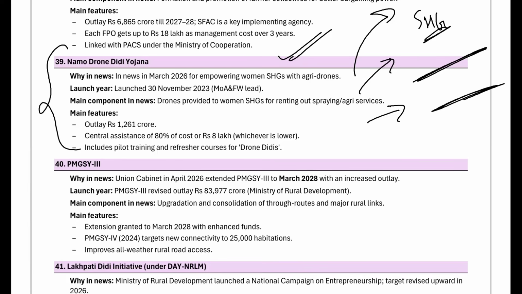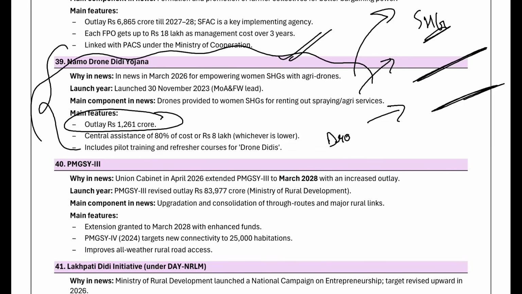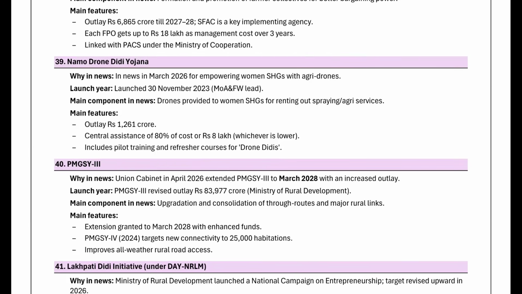Now the outlay, you should understand, is important only from the prelims point of view: it is 1,261 crore. Okay. Exam keyword: it is a women drone scheme. Drone Uber for farmers. You all understand Ola, Uber now. It is drone Uber for farmers. Is it clear? So the one liner you can have here is: it is women empowerment through technology. We are increasing women empowerment through technology, right? So this is all about the 39th scheme, that is Namo Drone Didi Yojana.